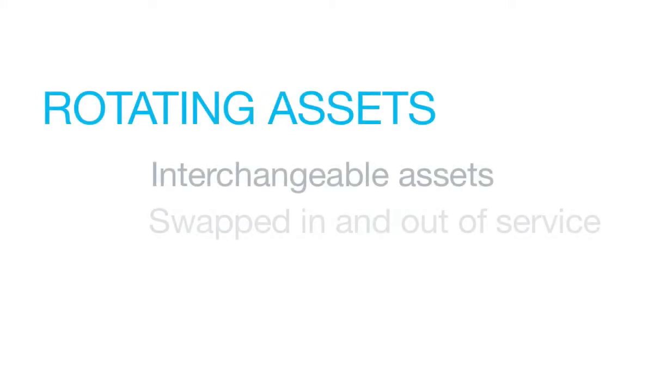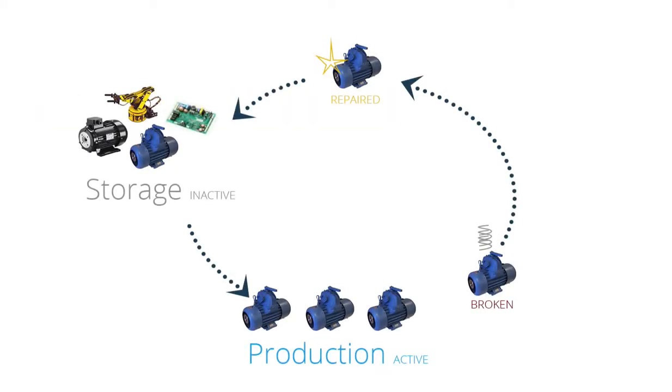This tutorial will teach you how to use the rotating asset feature in the CMMS. Rotating assets are interchangeable assets that are swapped in and out of service, such as motors, pumps, electronic control boards, or robot arms. They have their own unique asset code and serial number and are usually repaired or refurbished rather than replaced. Let's take a look.